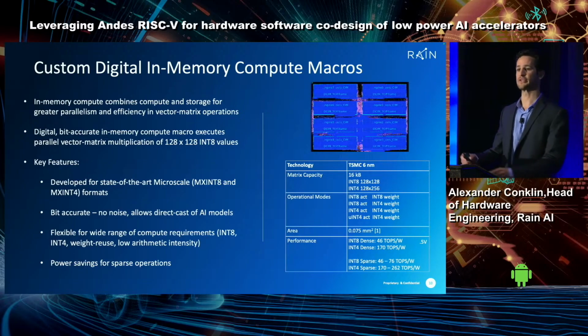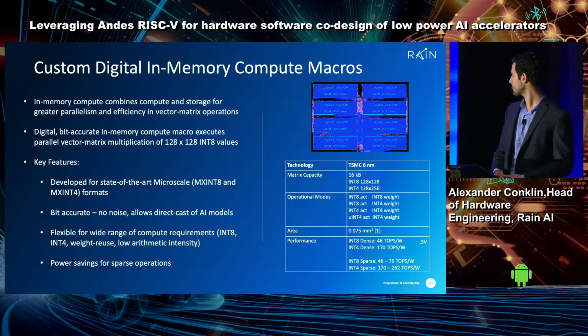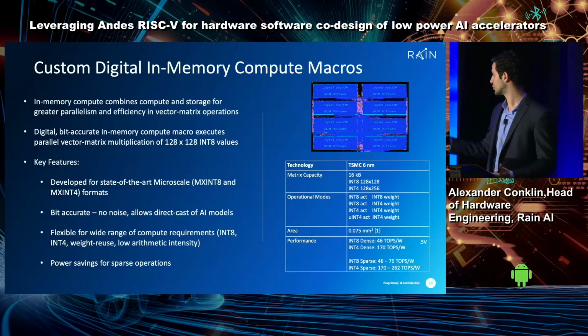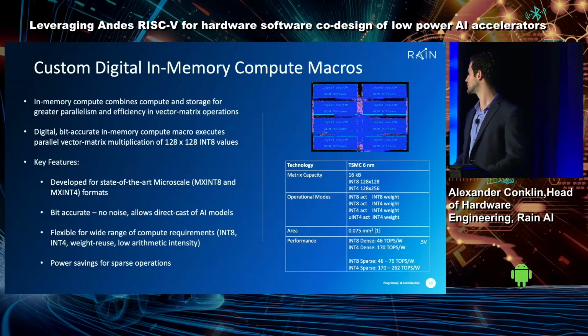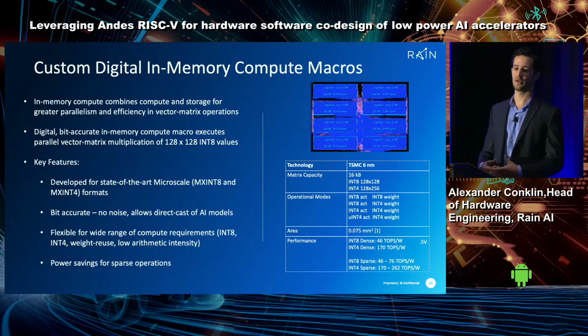And then you can drag that scale back later when you have the result and reconstruct your BF16 vector. It's bit accurate. There's no noise. This allows, with our choice of quantization, direct cast of AI models. And it's flexible for a wide range of requirements. If you have weight reuse, that's great. But you can also rewrite the array quickly in the case that you have lower arithmetic intensity. And there's power savings for sparse operations.